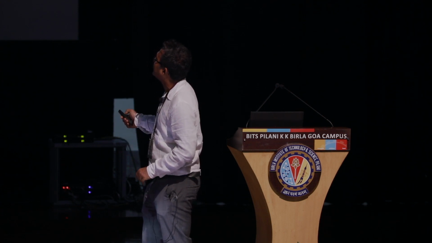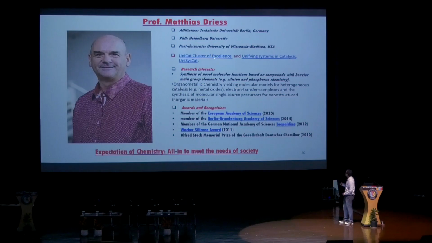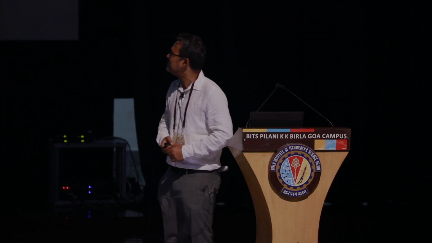Professor Dries did his PhD at Heidelberg University and postdoctorate at the University of Wisconsin-Madison with a very famous silicon chemist, Bob West, whose chemistry we learned from our textbook. And he is associated with various clusters of excellence, which unify concepts of various catalysts, which is needed, as I told today. And his area of research is synthesis of novel molecular function-based compounds with heavier main group elements, organometallic chemistry yielding molecular models for heterogeneous catalysis, electron transfer complexes, and the synthesis of molecular single source precursors for nanostructures in organic materials.